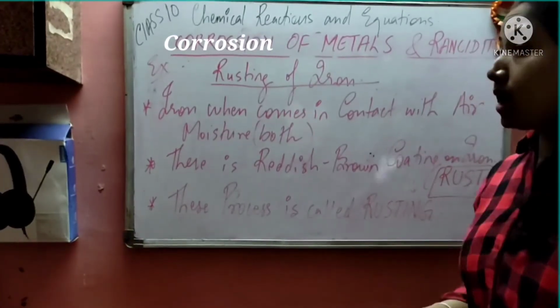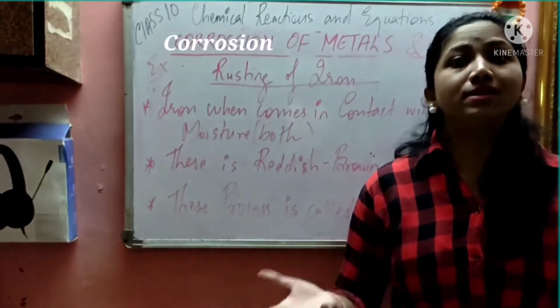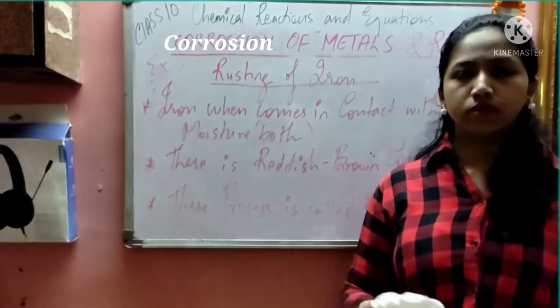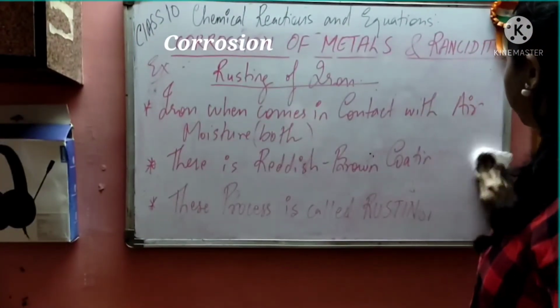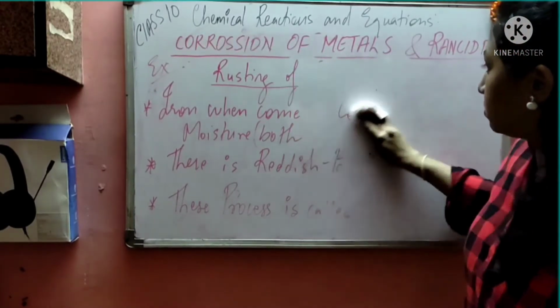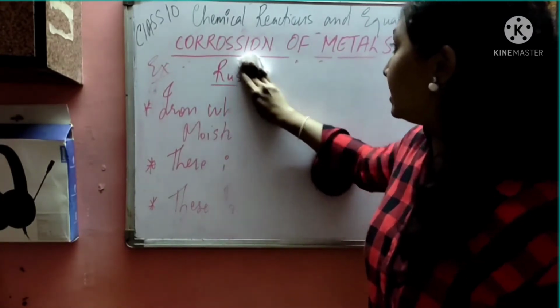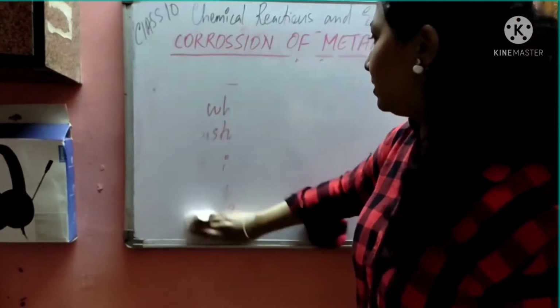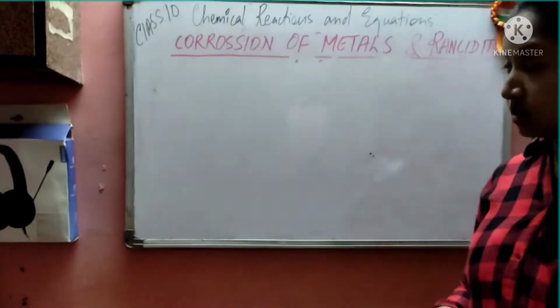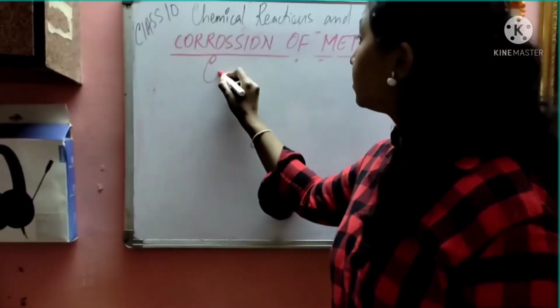Now what happens because of this corrosion of metal? What are the causes of corrosion? What happens because of this corrosion? If you travel by train, you can see the rails, which basically get corroded because of this corrosion. Okay, so what are the causes of corrosion?